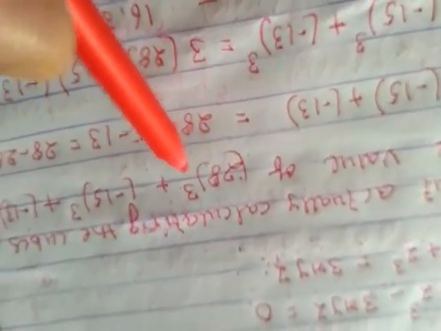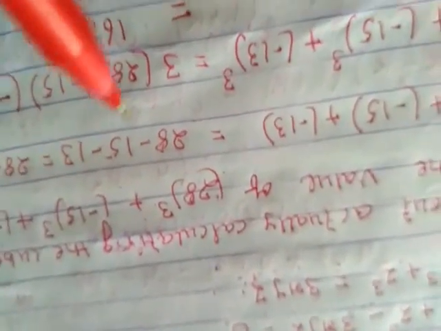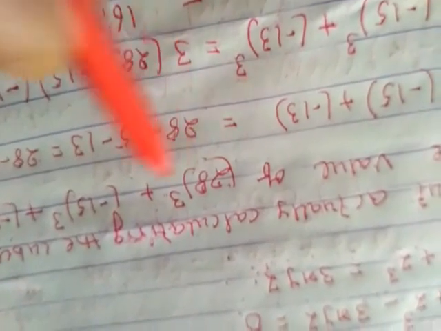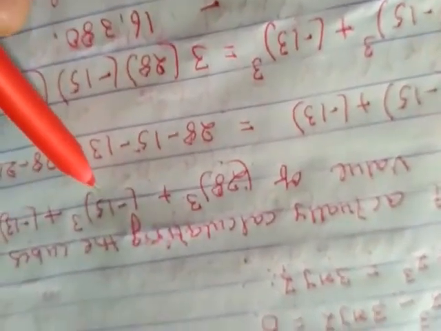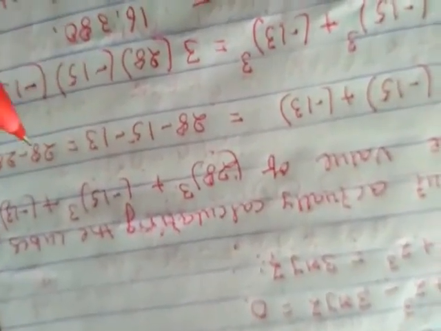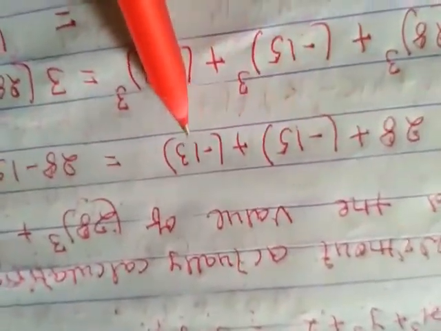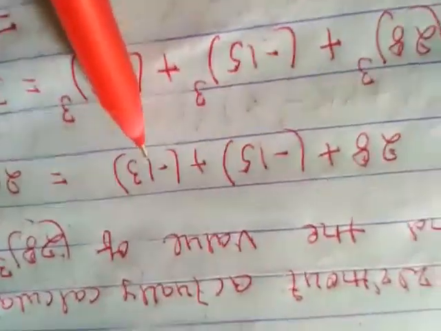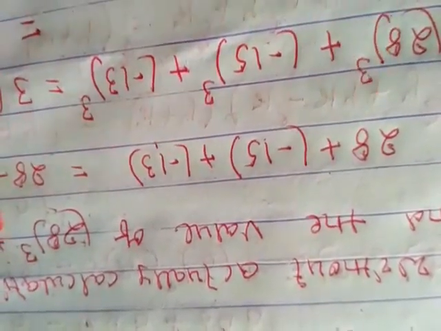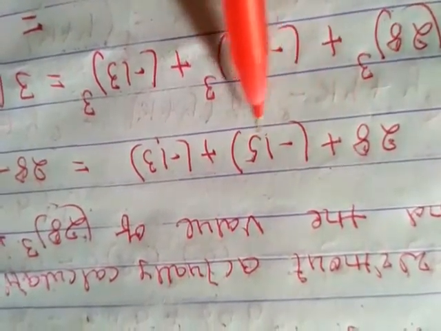So first we assume that 28 is x, minus 15 is y and minus 13 is z, and thereafter we will check whether x plus y plus z is equal to 0 or not. So for checking, substitute 28 in the place of x, minus 15 in the place of y and minus 13 in the place of z.